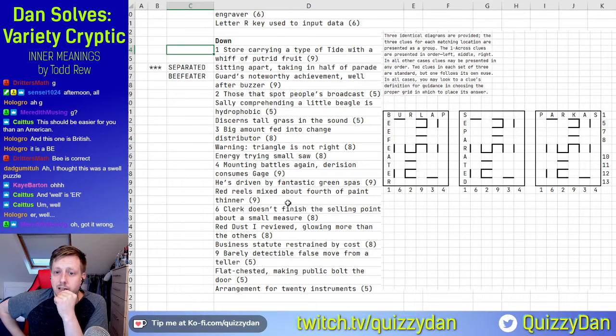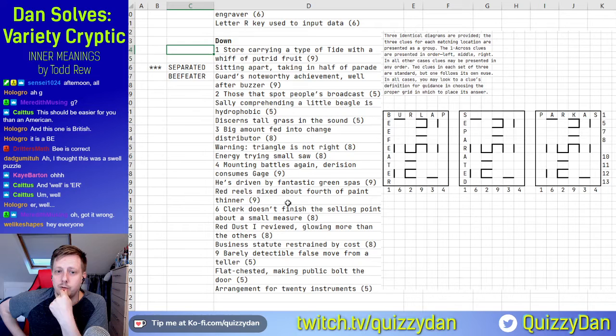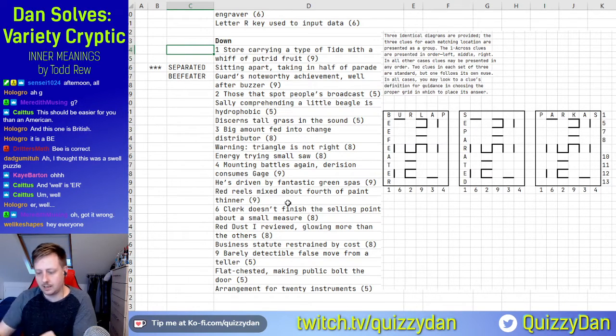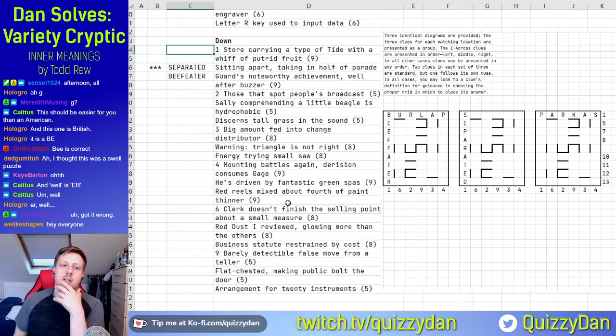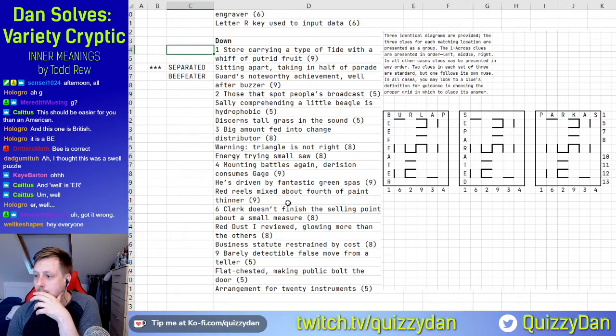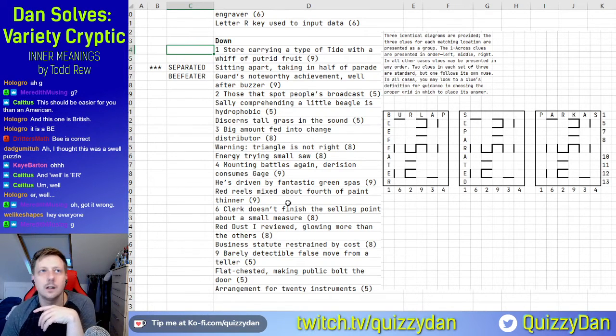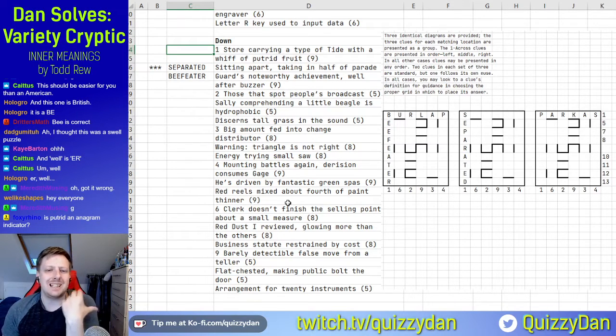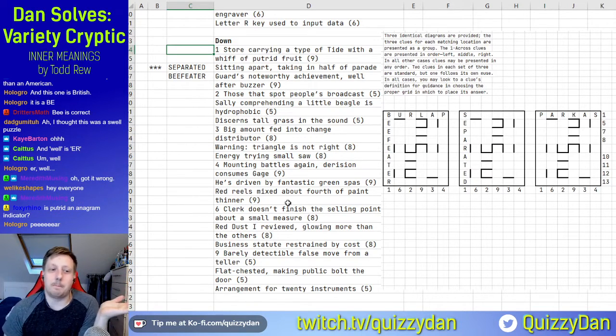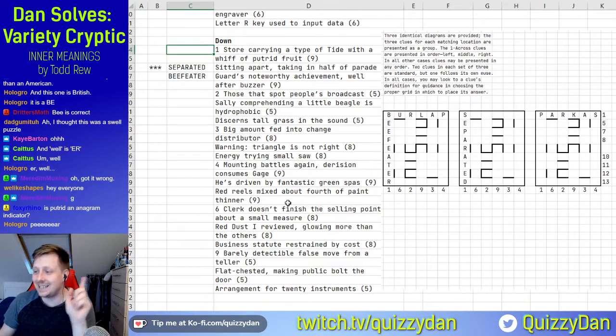Store, carrying a type of tide, with a whiff of putrid fruit. Whiff of putrid is probably just the first letter of putrid, so it's P. Pomegranate. Pomegranate is way too long. A type of fruit. 9-letter fruits beginning with P. Putrid? Maybe. Putrid is definitely an anagram indicator, but I think it's not doing that here. A pear with... Indeed, maybe not.